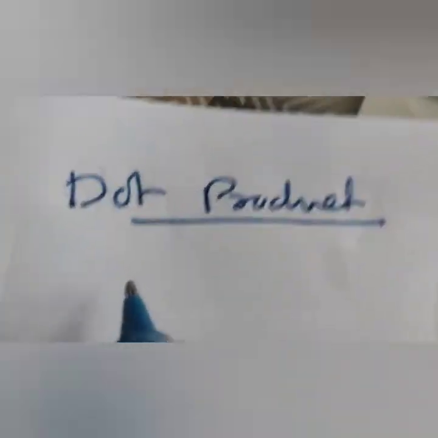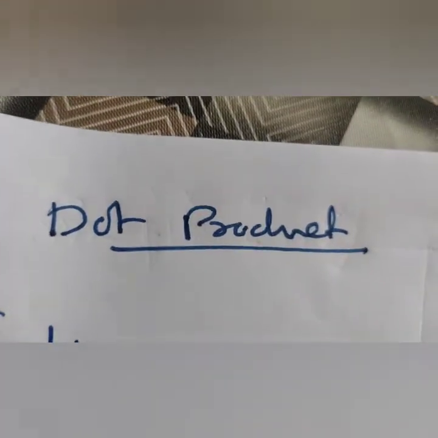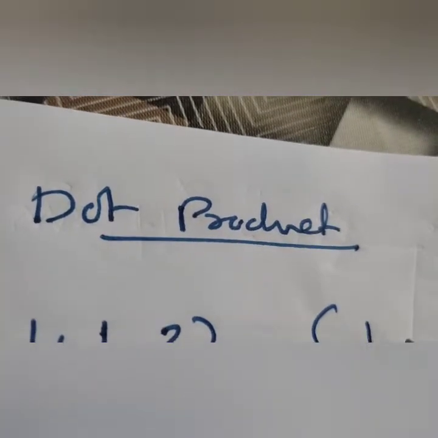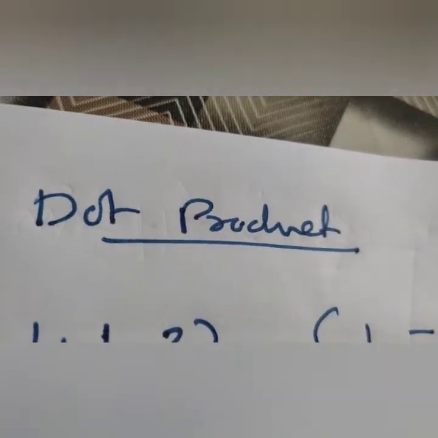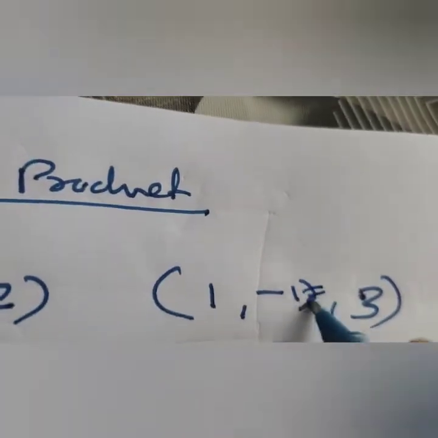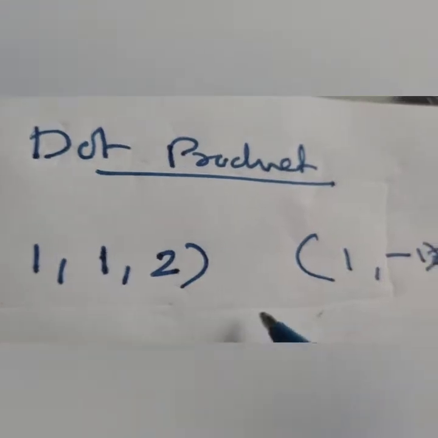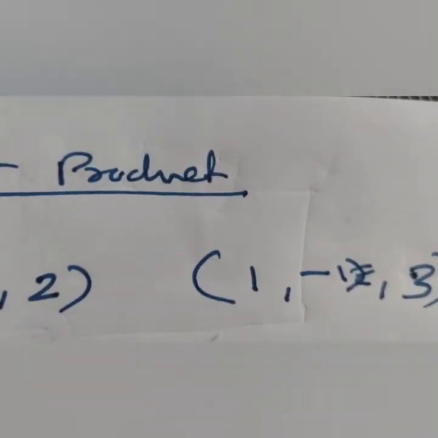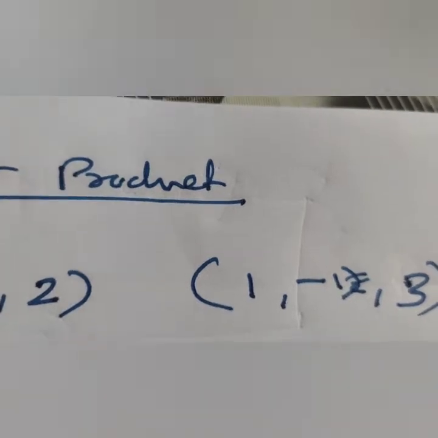So now we see what is the dot product. You know dot product. Let us take the dot product of two vectors, 1, 1, 2 and 1, minus 1, 3. So A dot B, if A is equal to 1, 1, 2.